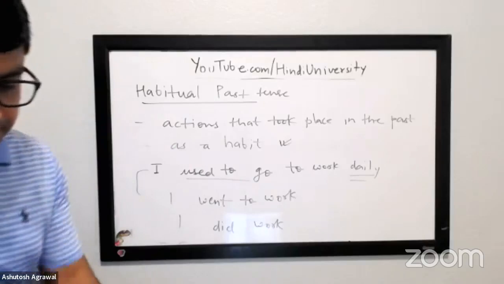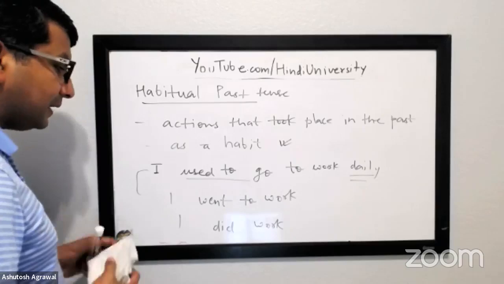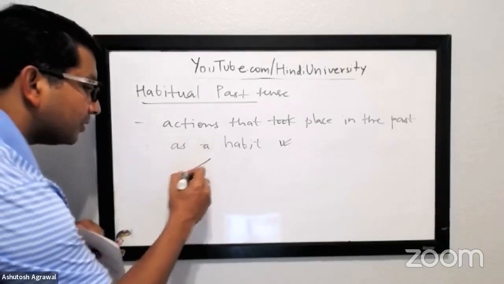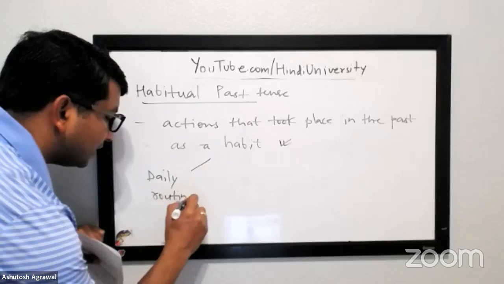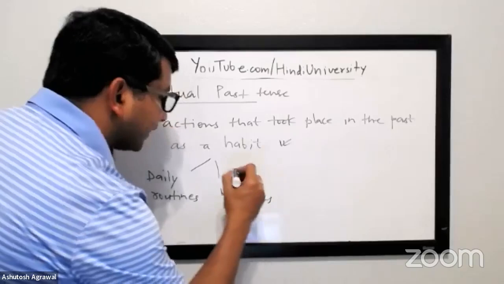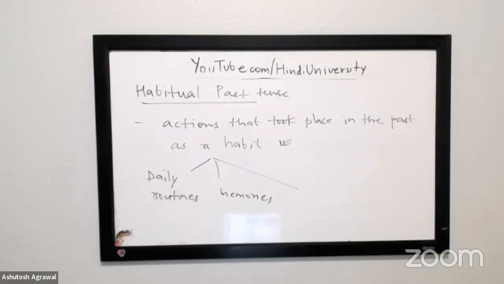Okay, I looked up the main categories where you would use the habitual past tense. Before I go into the Hindi part of it, let me write down the 6 most commonly used categories. As I mentioned, when you're talking about your daily routines from the past, you would use the habitual past tense. When you're talking about your childhood memories, if I were to ask you to write your routine when you were a kid, or write down some good memories from the past, you would use the habitual past tense.